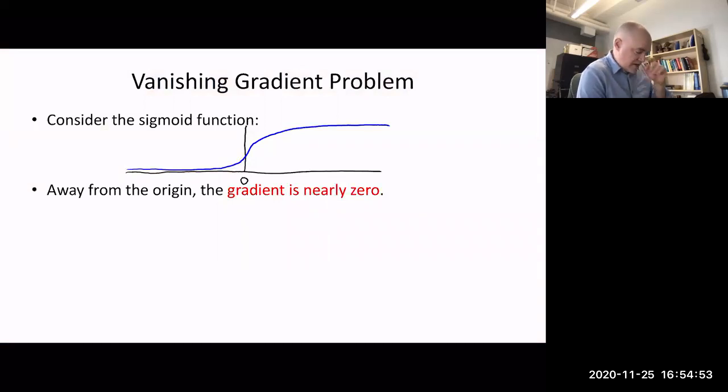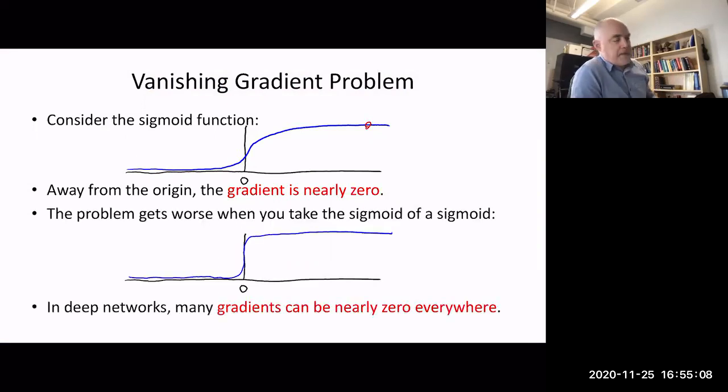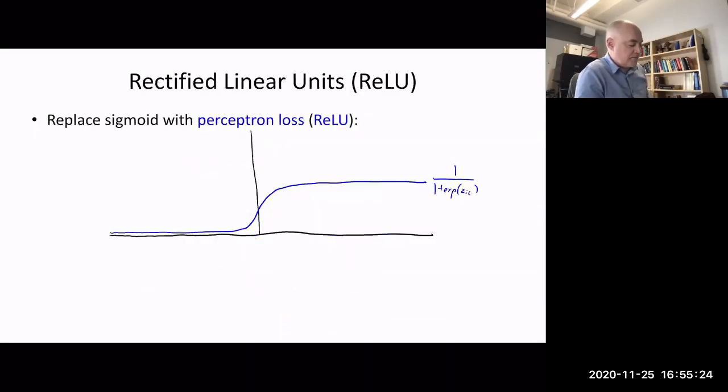I spent a long time talking and not a long time getting through stuff today, but it's pretty straightforward. We've seen that away from the origin, if you use the sigmoid function, the gradient is nearly zero. If you have a deep neural network constructed by composing lots of sigmoid activation layers, when you take a sigmoid of a sigmoid of a sigmoid, the resulting function gets even sharper, so there's less area where there's gradient signal.